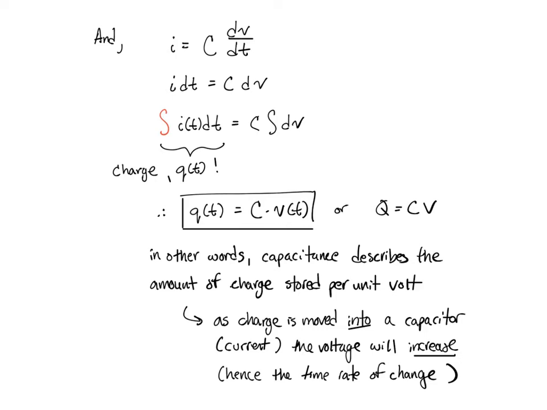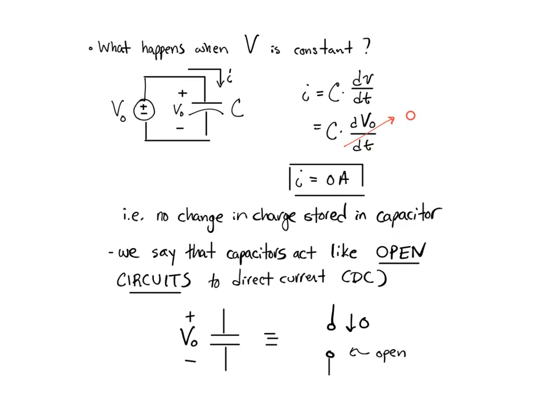So we can rearrange this equation a little bit to explore this further. Multiplying both sides by dt and then integrating, we see that the capacitance times the voltage, which in this case is the integral of dV, is going to be equal to the integral of the current with respect to time, which is what we have defined as charge. So we can rewrite this expression as Q equals C times V, written in two different ways. In other words, the capacitance describes the amount of charge stored per unit volt. So as charge is moved into a capacitor via current, the voltage will increase proportionally, hence the time rate of change. Okay, so what happens when the voltage across a capacitor is constant?